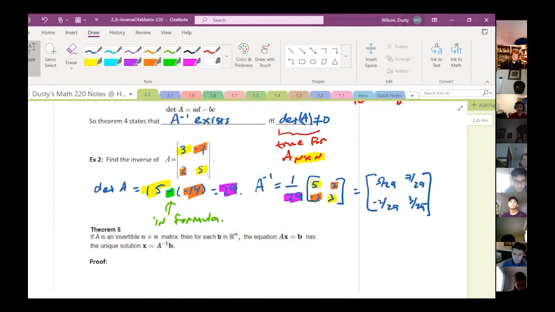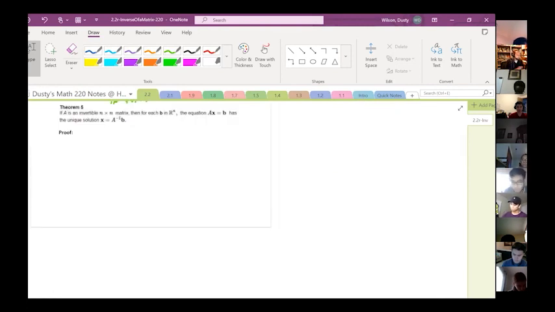So let's keep going. Theorem 5. If A is an invertible n by n matrix, then for each B in Rn, the equation Ax equals B has a unique solution, x equals A inverse times B. And so there's two parts of this proof. This is an example of what's called an existence and uniqueness proof.